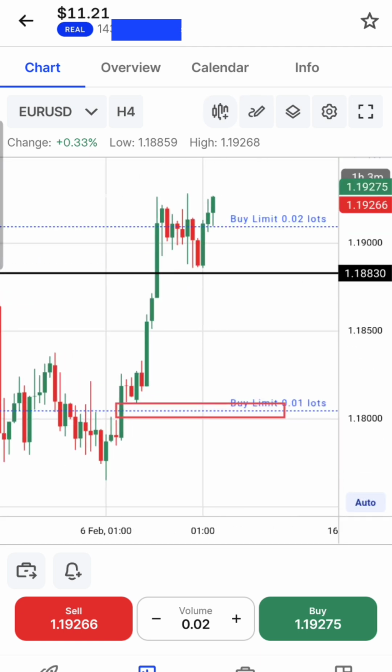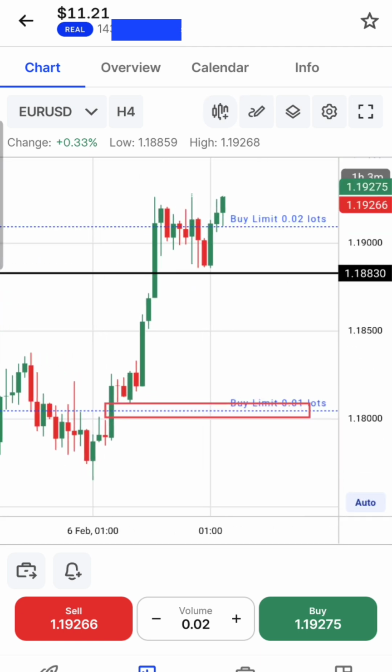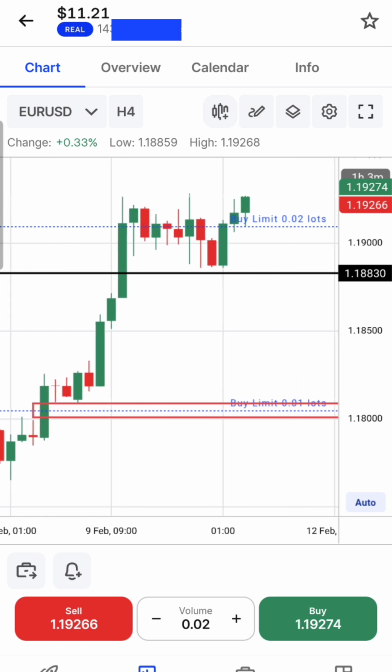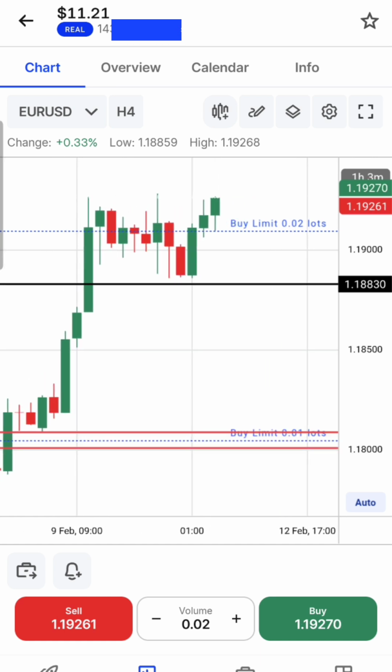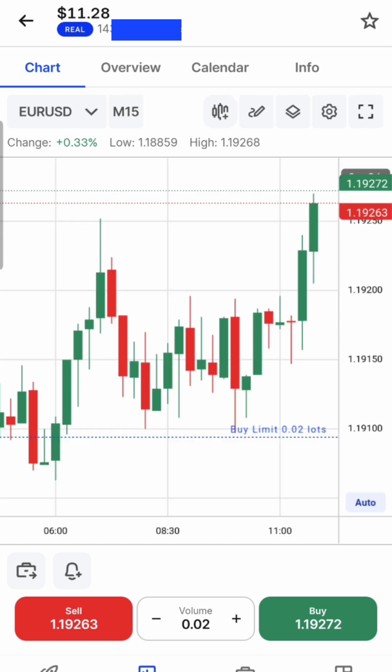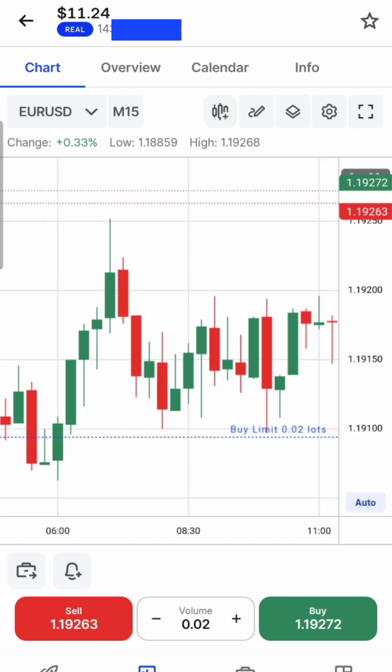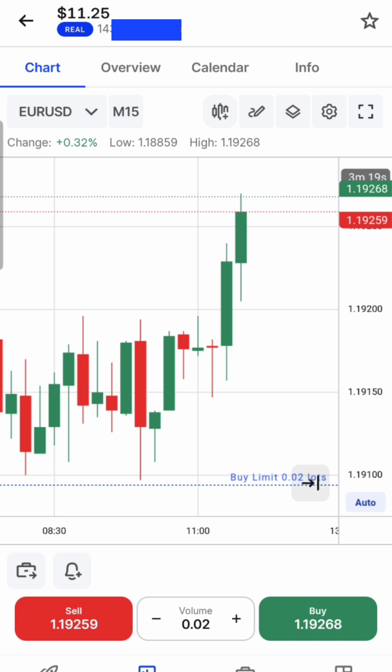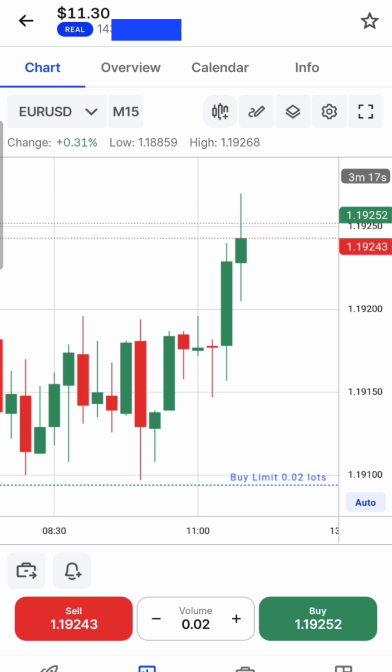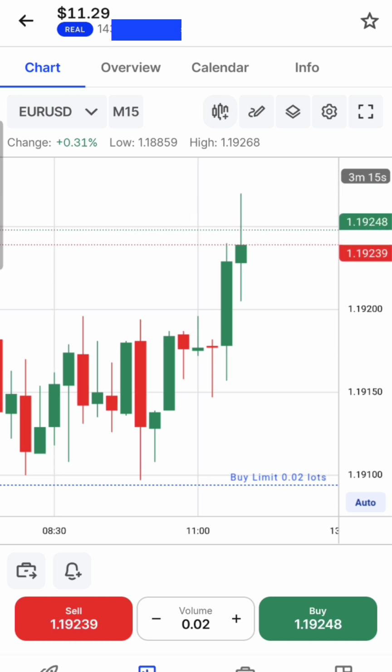So this is what I do. This is 4 hours. I don't just jump and enter the market. So I'll go on 15 minutes. Now on 15 minutes, there's a pending order that I set and keep in this place. Now I believe that this candle will not just go straight.